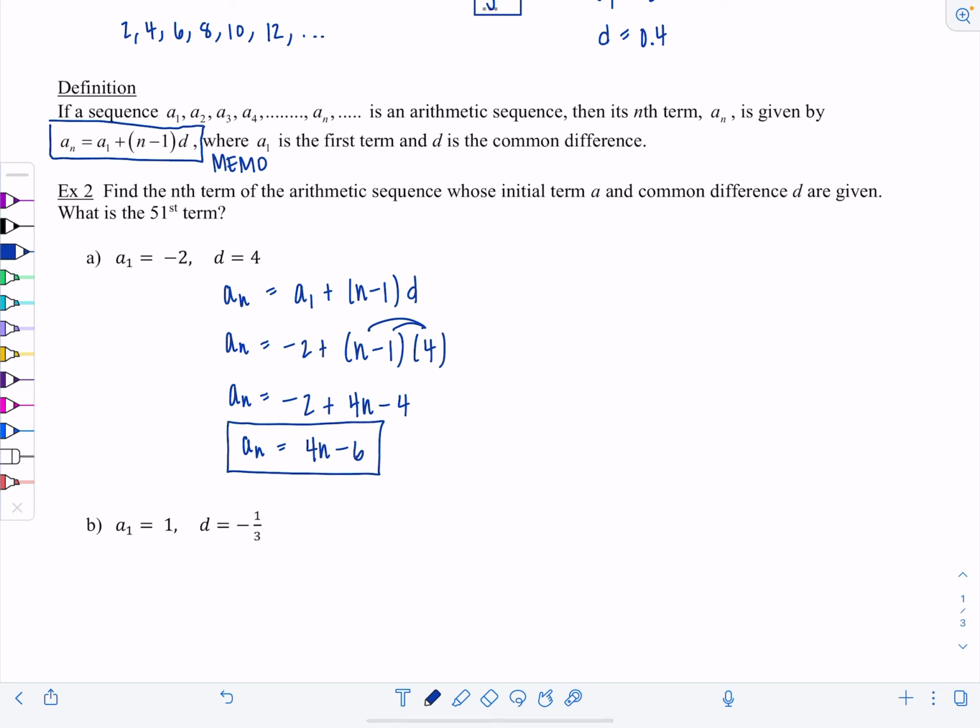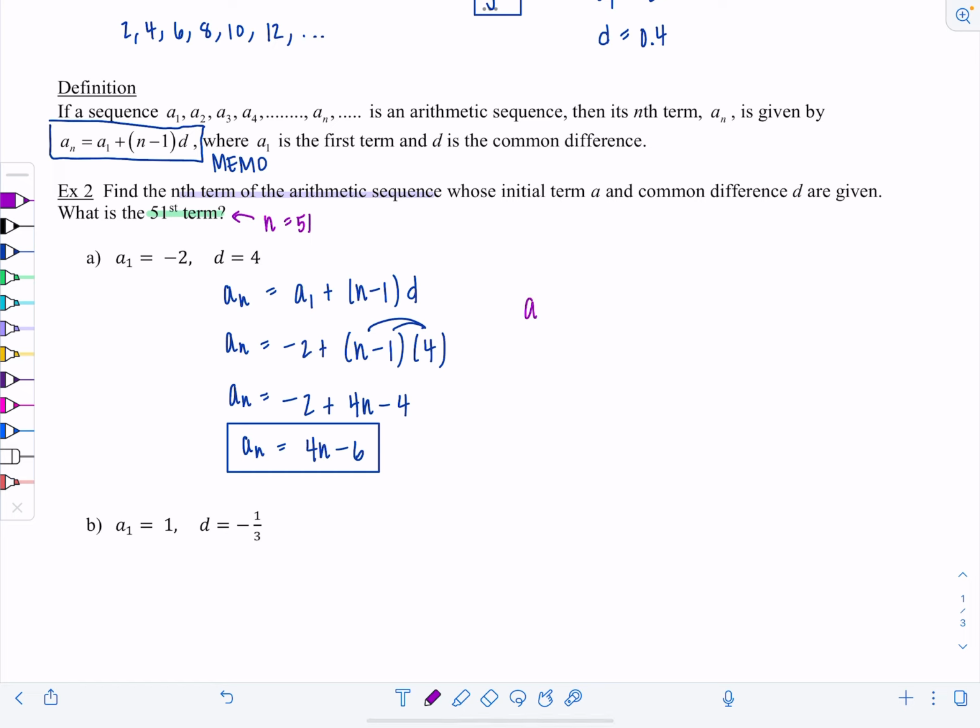All right. So I took care of the first part of the problem, the part that asked me to find the nth term of the arithmetic sequence. And now there's the second part, we have to find the 51st term. So for the 51st term, we're just going to substitute in 51 for n, since n indicates which term of the sequence we are working with.